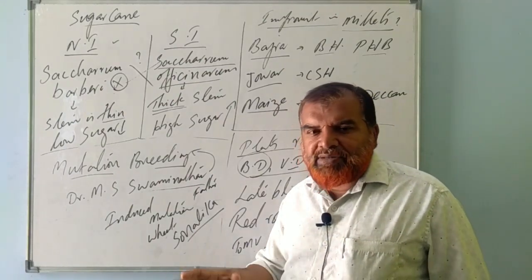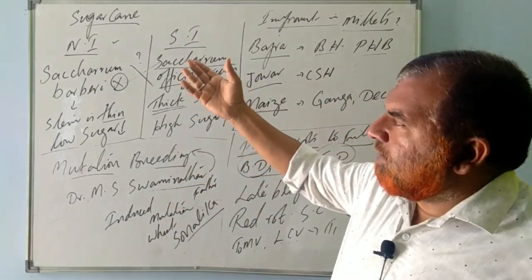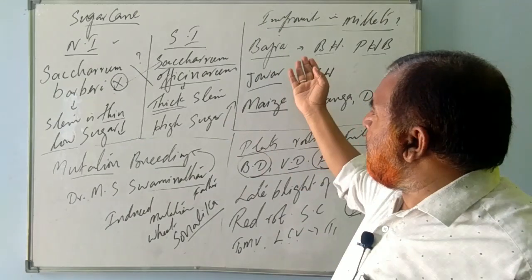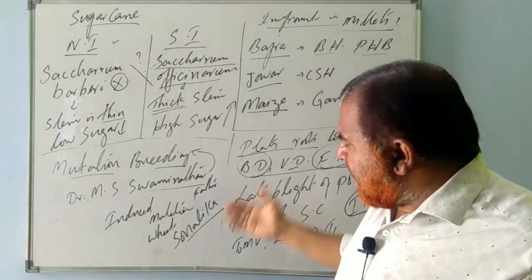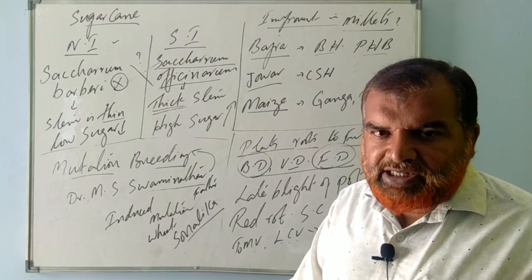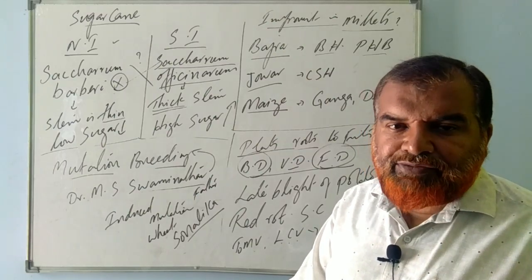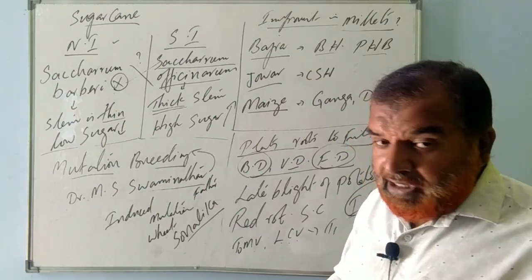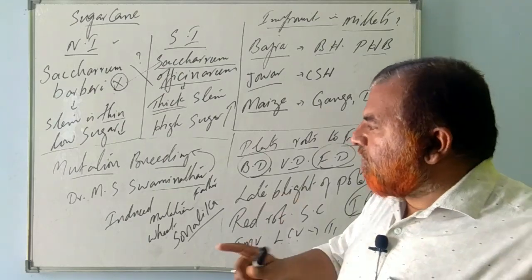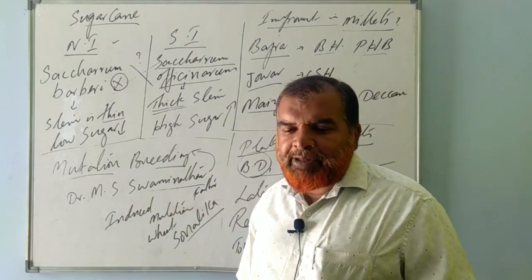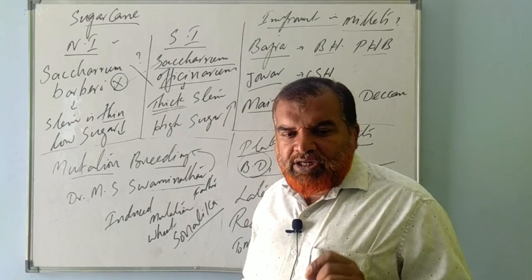So in today's topic, very simple things we have discussed: the improvement of sugarcane, improvement of some millets, then the different diseases that occur, the general procedure of plant hybridization. After that, just an introduction to mutation breeding. I hope it's clear.